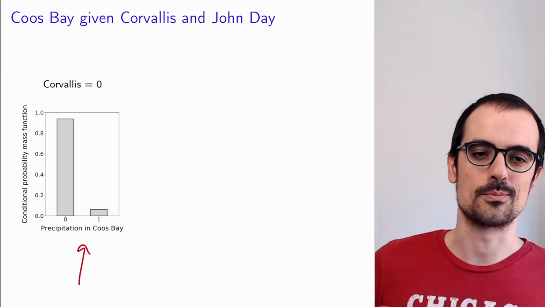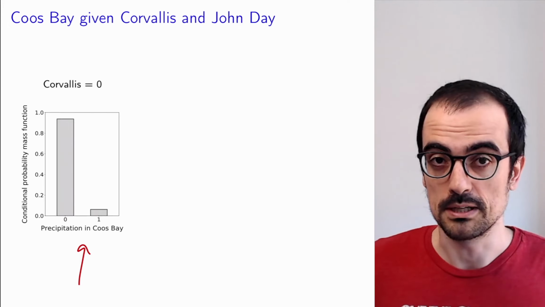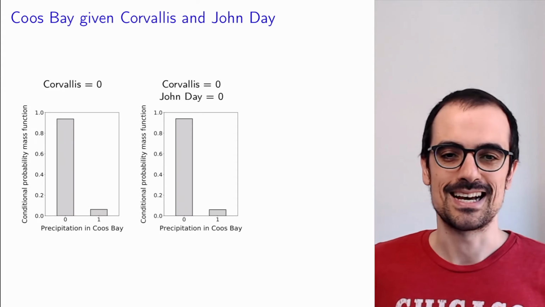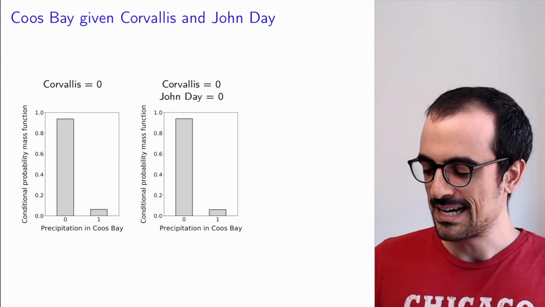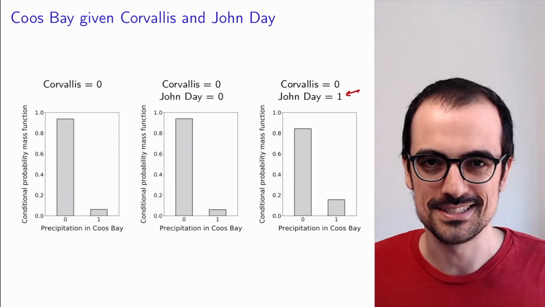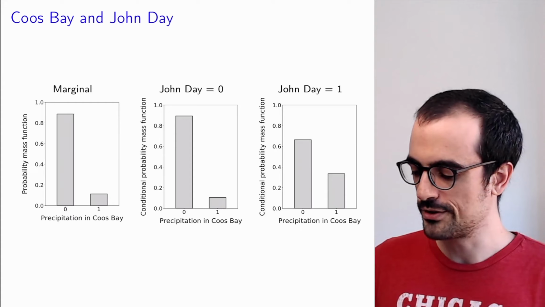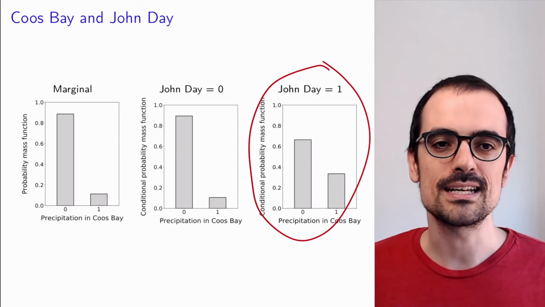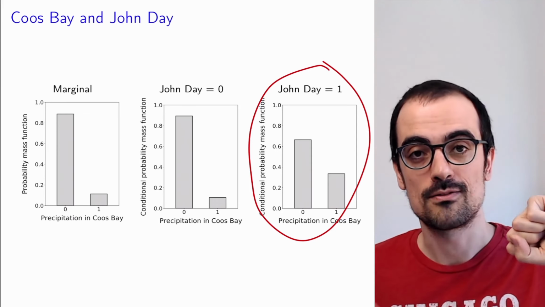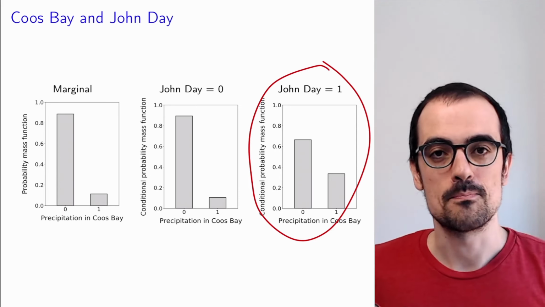Okay, this is how the precipitation in Coos Bay looks, and we've seen that, by the way, Coos Bay and Corvallis are very dependent. Now, apart from conditioning on Corvallis, we're also conditioning on John Day, and here we see that there's barely any difference. If we condition on it raining in John Day, there is a little difference, but much smaller than when we're just conditioning on John Day raining. So it seems that once we condition on Corvallis, once we know what's going on in Corvallis, the information from John Day is less relevant. It changes the distribution of Coos Bay much less.